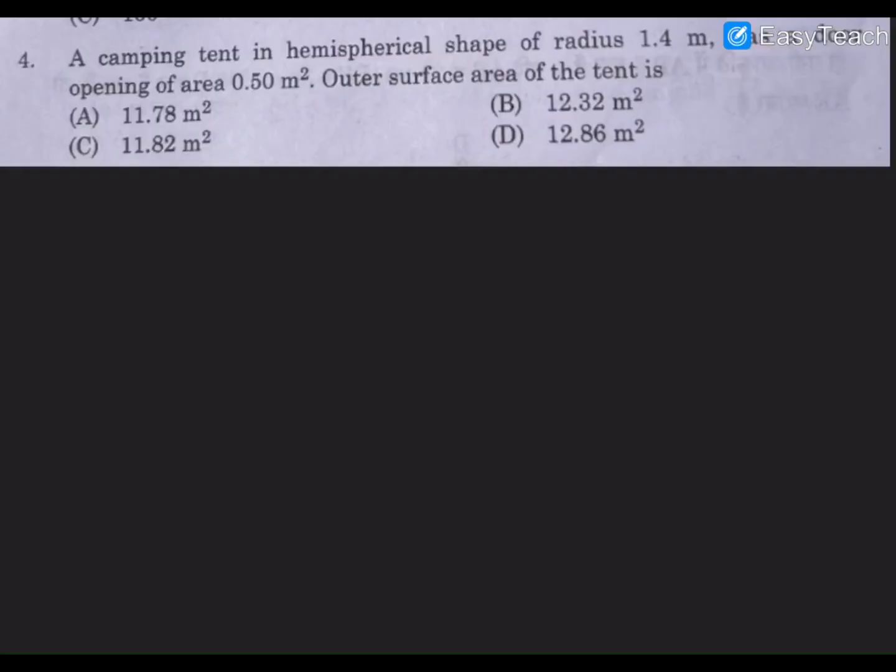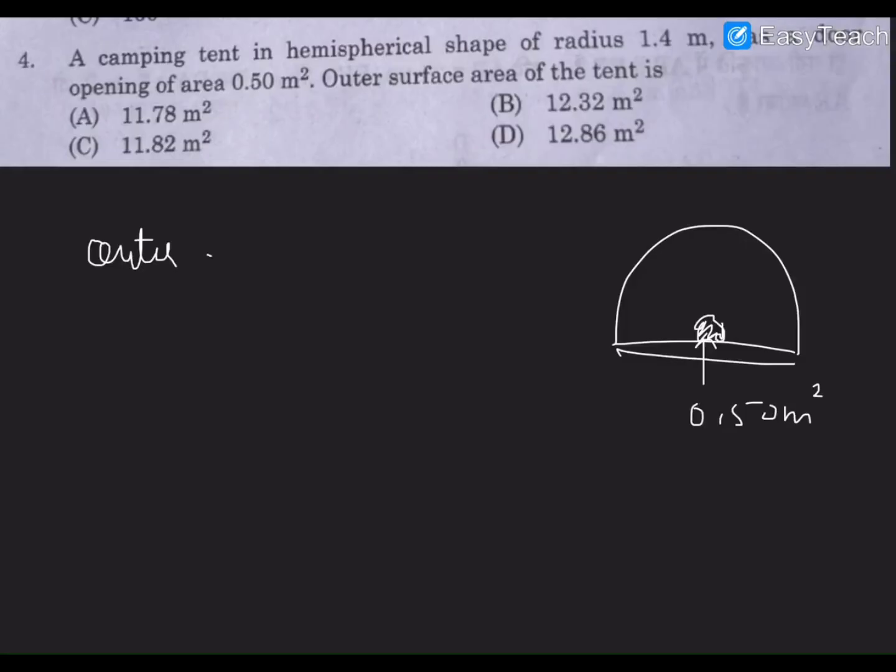Next, a campaigning tent is in a hemispherical shape. And it has a door opening of 0.50 meters square. So there is a door opening in this, which is of 0.50, given in meters square. The outer surface area of the tent: so the outer surface area of the tent will be equal to what? 2 pi r square minus the door opening.